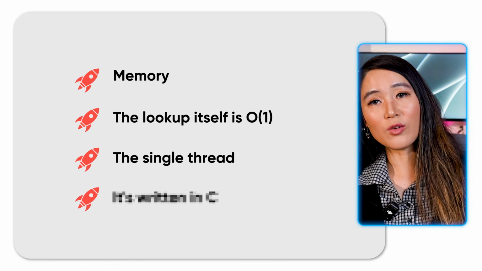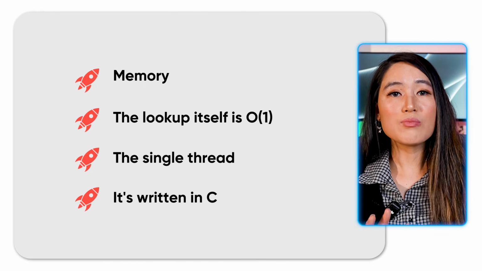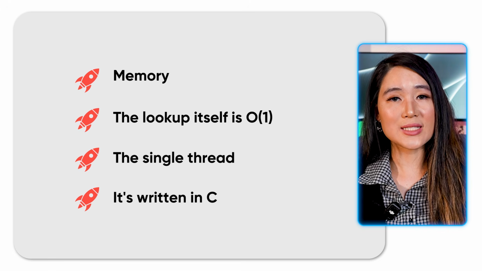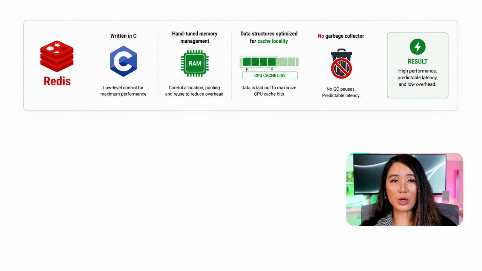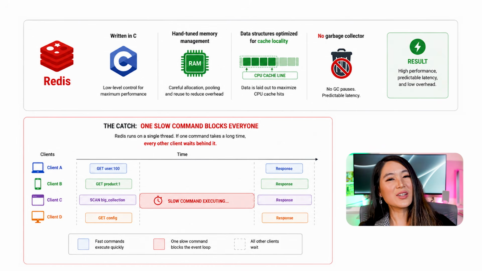To be precise, Redis 6 and newer do use a few extra threads for network I/O, but the actual command logic still runs sequentially, which is why every command stays atomic. Reason 4, it's written in C with hand-tuned memory management and data structures optimized down to cache locality. There's no garbage collector pausing things at random. There is a catch though. If you run one slow command, like scanning a massive collection, every other client waits behind it. A single bad query can stall your entire cache. That's a classic production incident, and it can be a good detail to bring up in interviews.